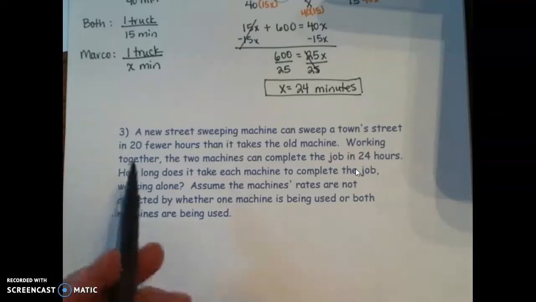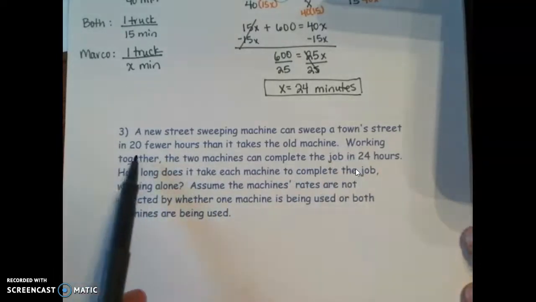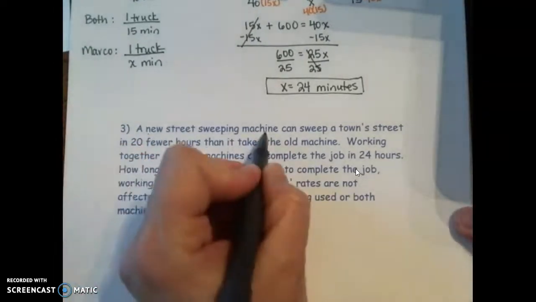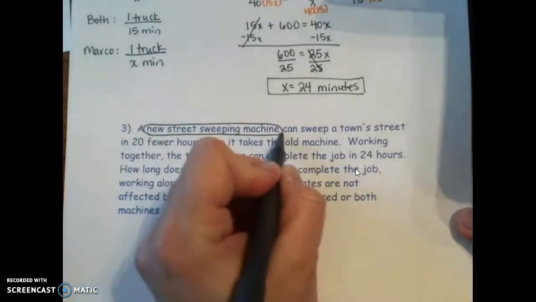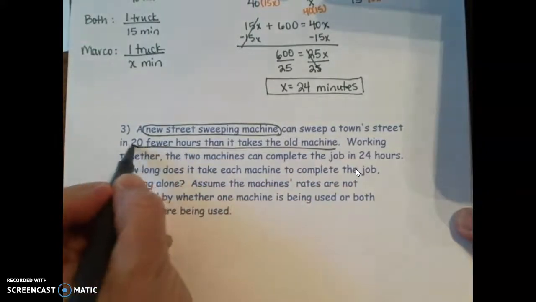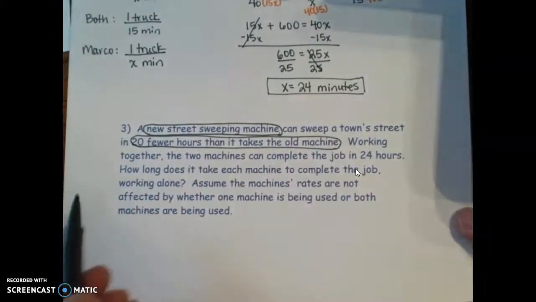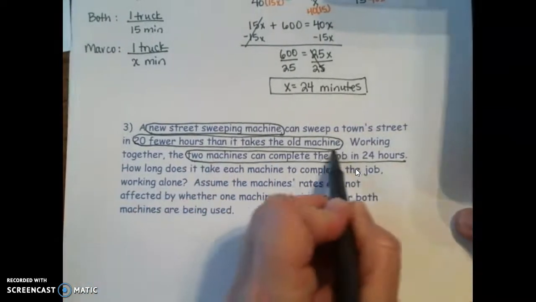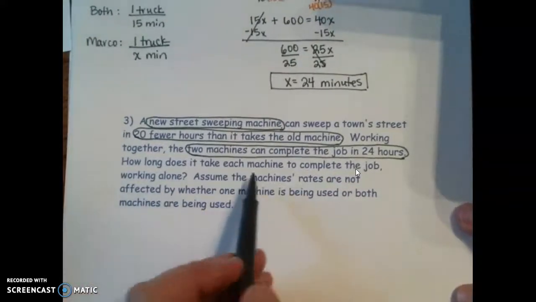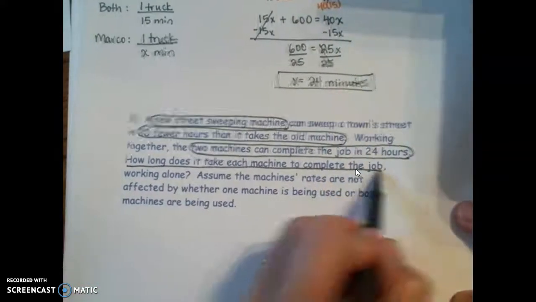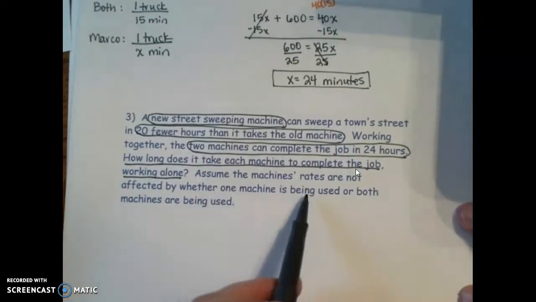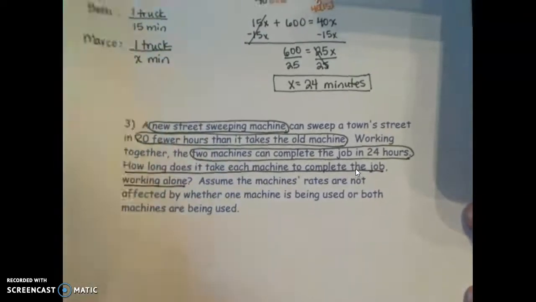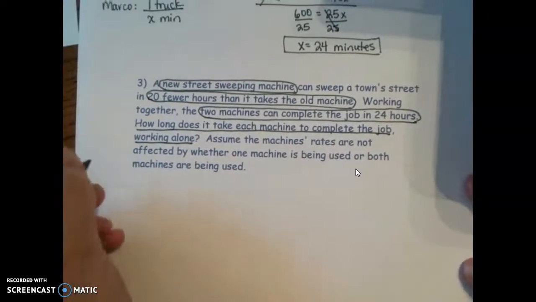The next one says a new street sweeping machine can sweep a town street in 20 fewer hours than it takes the old machine. So the new machine is 20 fewer hours than the old machine. Working together, the two machines can complete the job in 24 hours. How long does it take each machine to complete the job working alone? Assume the machine's rates are not affected by whether one machine is used or both machines are being used.